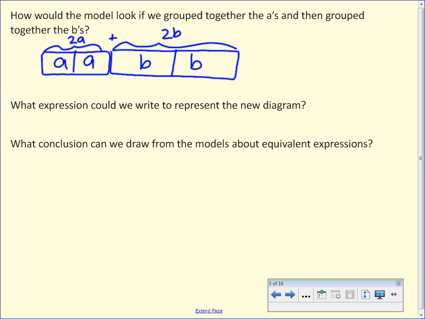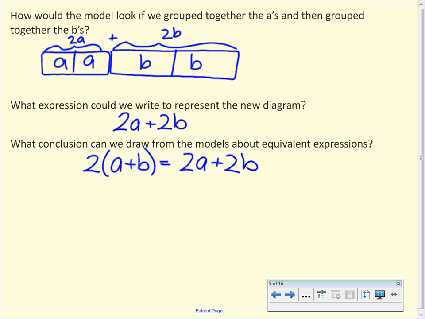So what expression could I write? What did I create? Right, 2A plus 2B. So what we conclude is that two groups of A plus B equals 2A plus 2B. If we look at those models side by side, we have the same amount of A's and the same amount of B's. So those two expressions are equivalent.